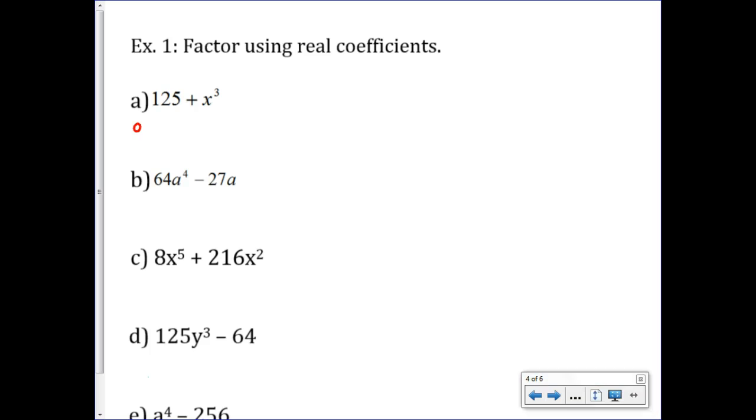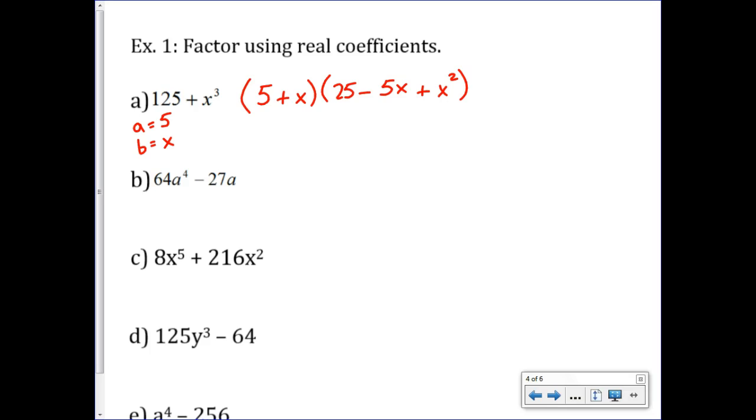So if a equals the cube root of 125, that's 5. And b equals the cube root of x cubed, which is x. So I'm going to put a, which is 5, and b, which is x. Then I need a squared, which is 25, a times b, which is 5x, and b squared, which is x squared. And I'm going to think SOAP. Same, opposite, always positive.